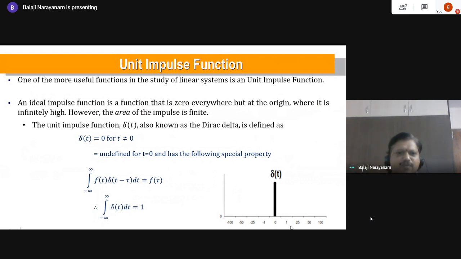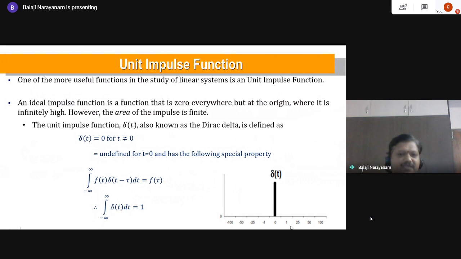One of the more useful functions in the study of linear systems is the unit impulse function. An ideal impulse function is a function which is zero everywhere, but at the origin it has an amplitude which is infinitely high. However, the area of the impulse is finite. We are going to prove that the area of the impulse is a finite value.